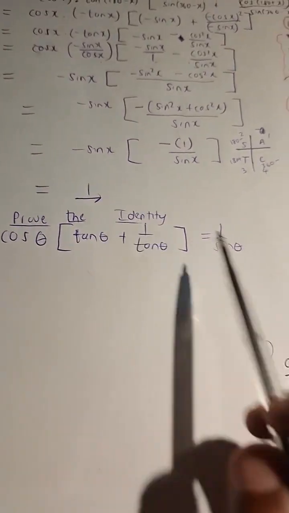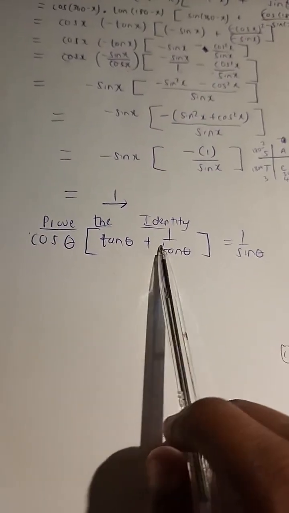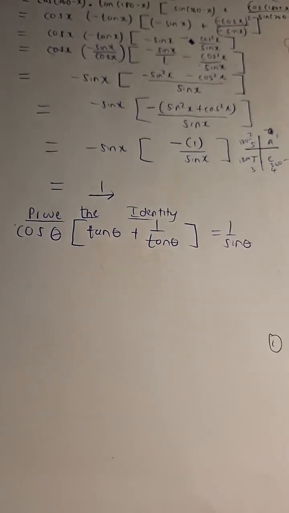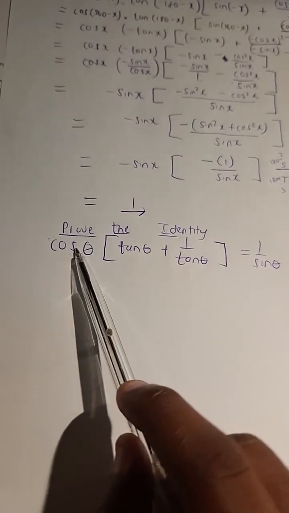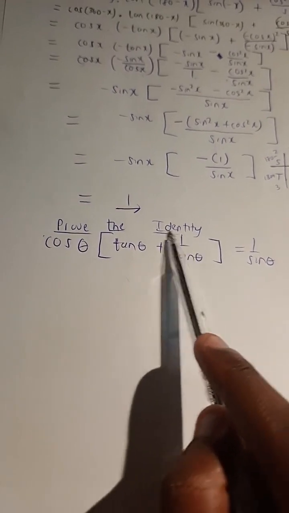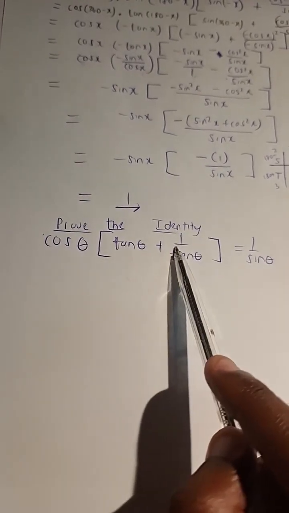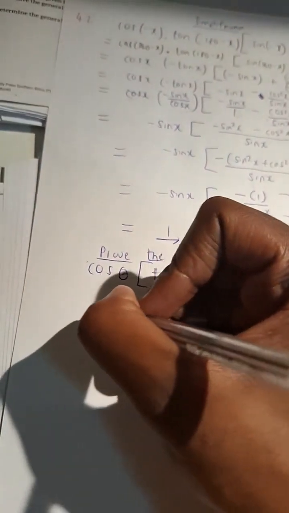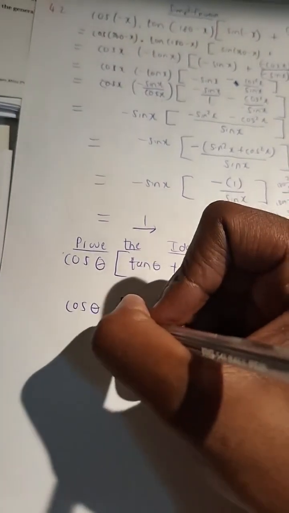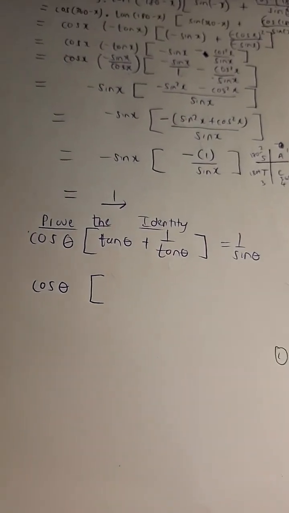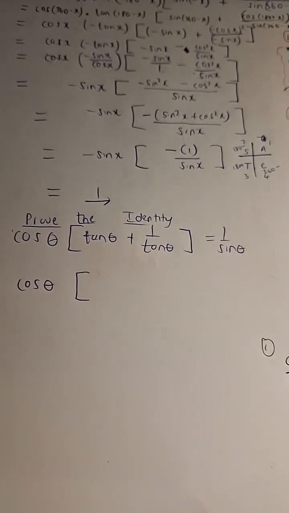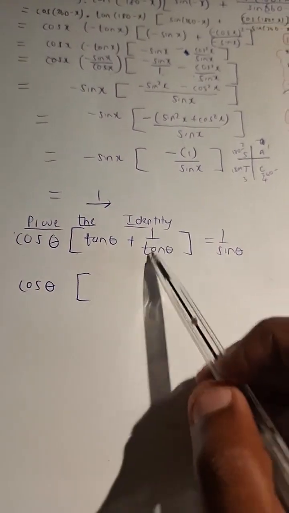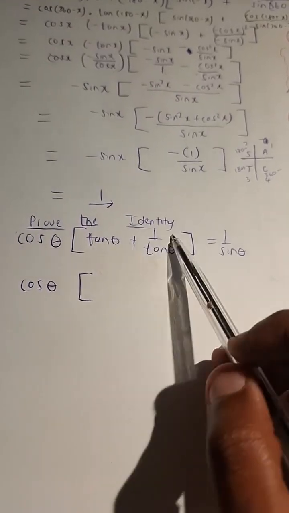Okay, let's go back. Prove the identity: cos theta times (tan theta plus 1 over tan theta) is equal to 1 over sin theta. So like I said, we simplify. This is cos theta, one thing on the outside, and this is tan theta plus 1 over tan theta. The cos theta is going to stay put for now until further notice. BODMAS says we look at the brackets, because simplification turns us to the brackets. Tan theta plus 1 over tan theta, what is this? This is an addition of what?